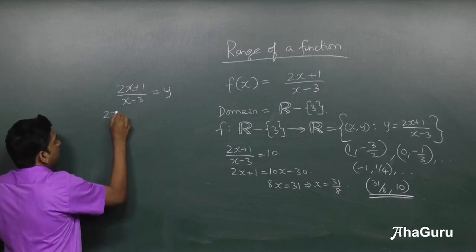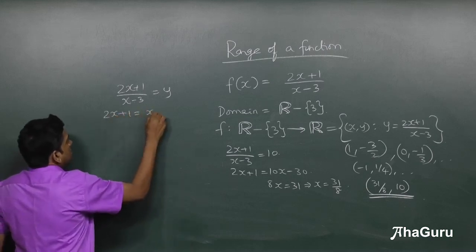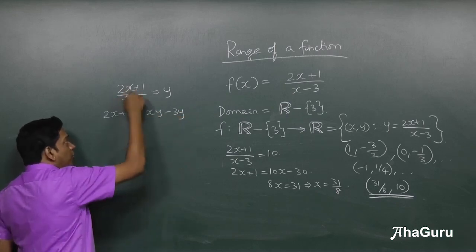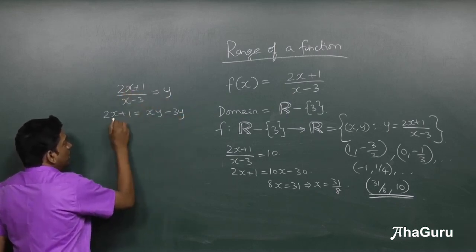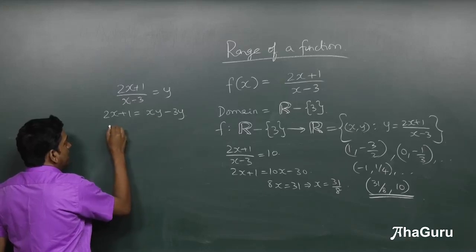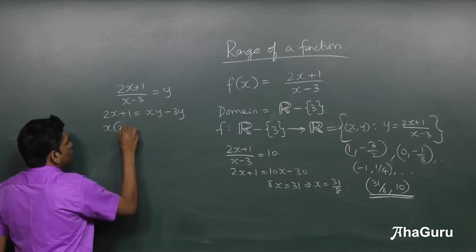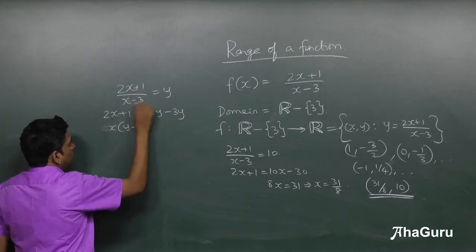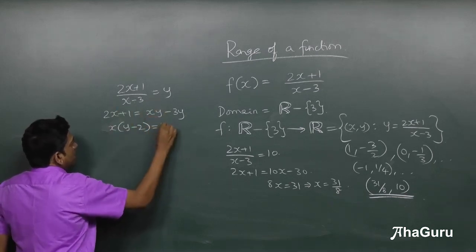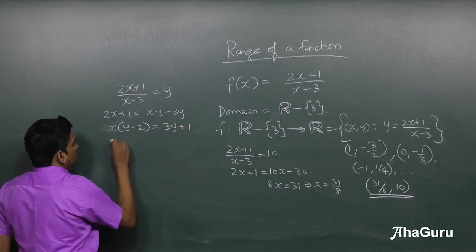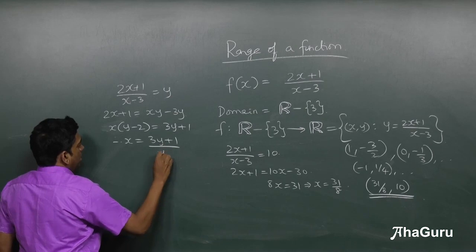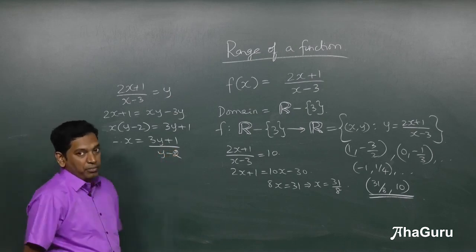So this, if we now solve, is xy minus 3y. Let's try and solve for x in terms of y. So let's take all the x terms to one side. So x into 2, so we can get x into y minus 2, if you take 2x to this side, equals 3y plus 1. So x is simply 3y plus 1 by y minus 2.